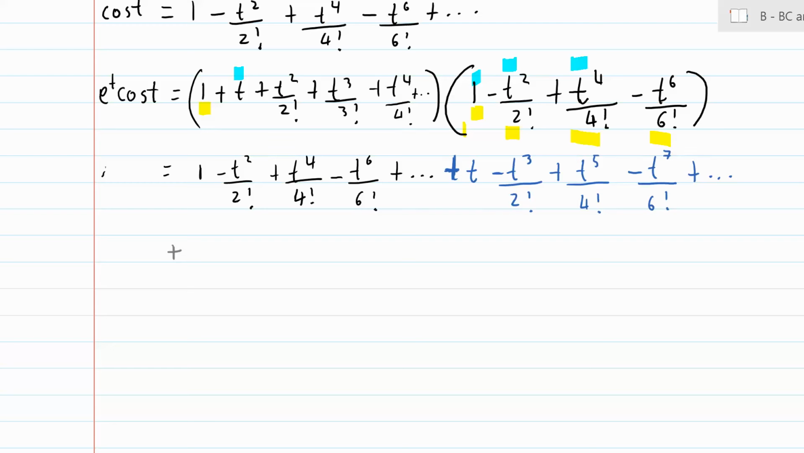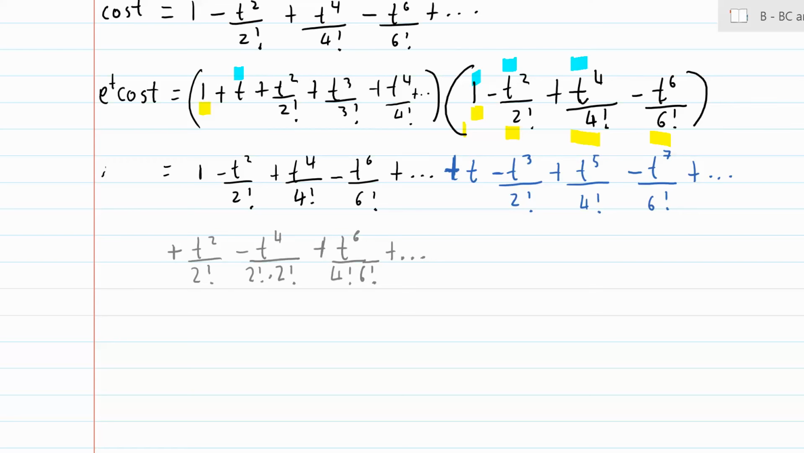Doing the same thing for t squared over 2 factorial, multiplying it by 1 would be t squared over 2 factorial. Multiplying it by the second term would be negative t to the 4 over 2 factorial times 2 factorial, because these are both the denominators. And then the next term would be plus t to the 6 over 4 factorial times 2 factorial. Because we only need the first 4 non-zero terms, our powers are not going to get higher than 6. We can just stop here.